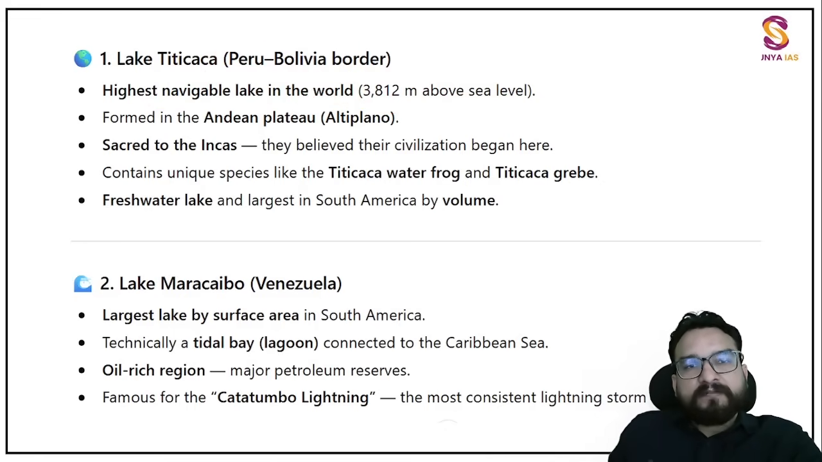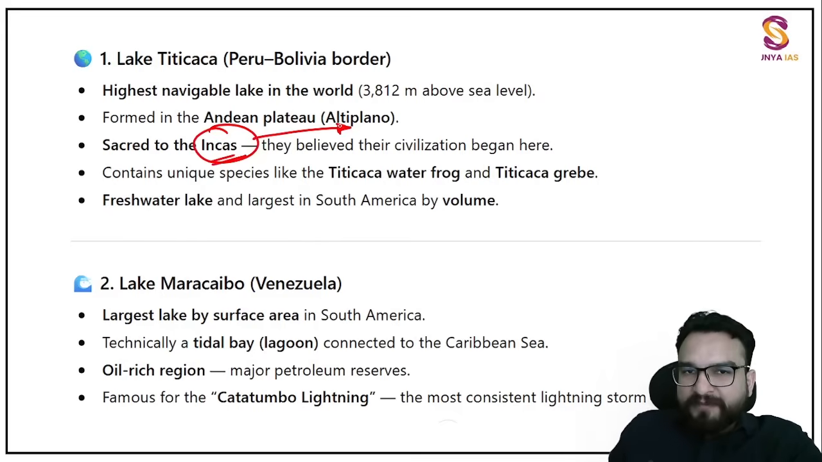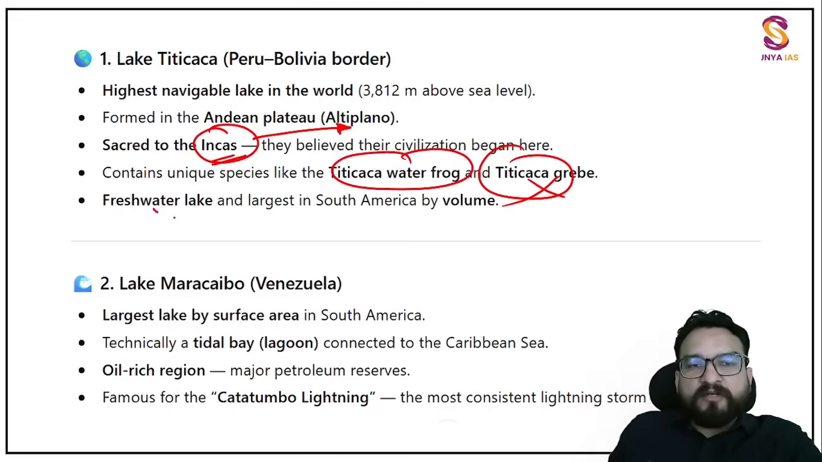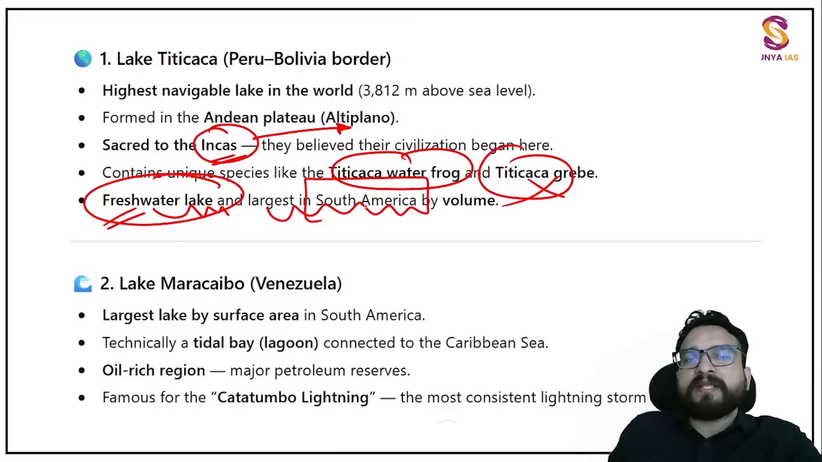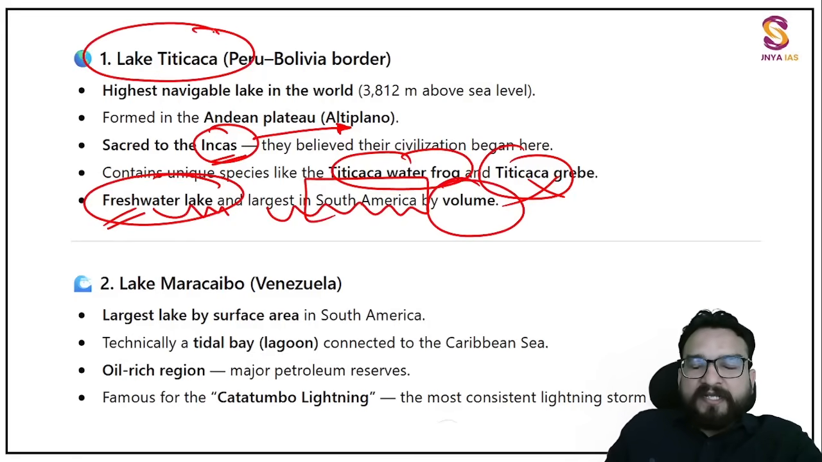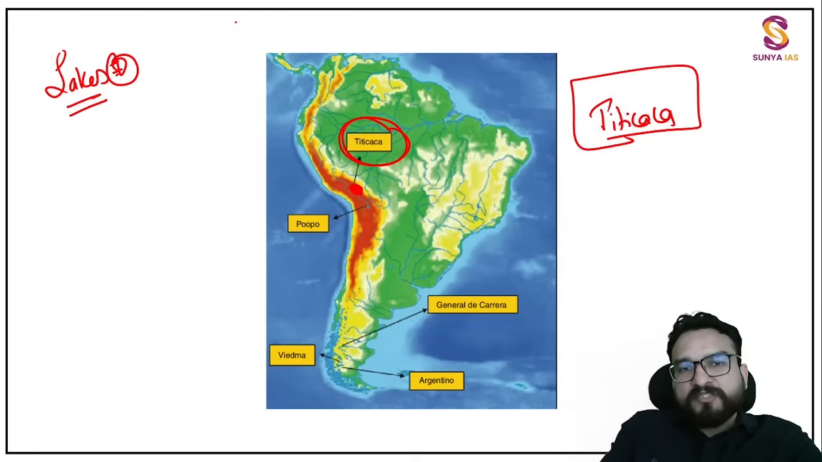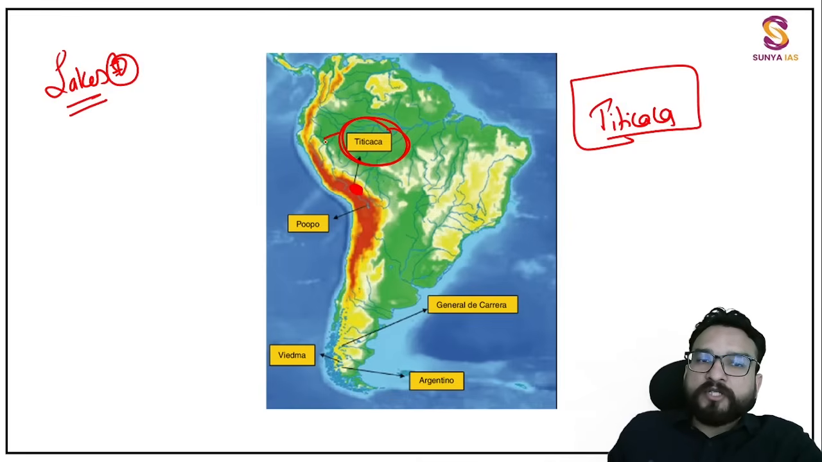But this you are seeing with respect to the lake, right? Sacred to the Incas means there was an Inca civilization. No need to go into that, right? Then there were unique species, again not important. Freshwater lake, this you should know. This is a freshwater lake and the largest in South America by volume. So Lake Titicaca is one important thing. Apart from this, you just have to know the location over here, guys.